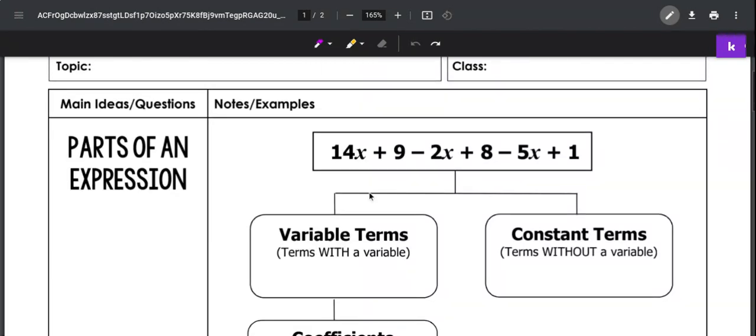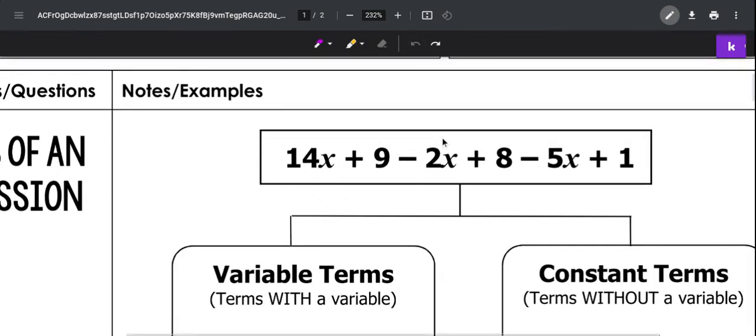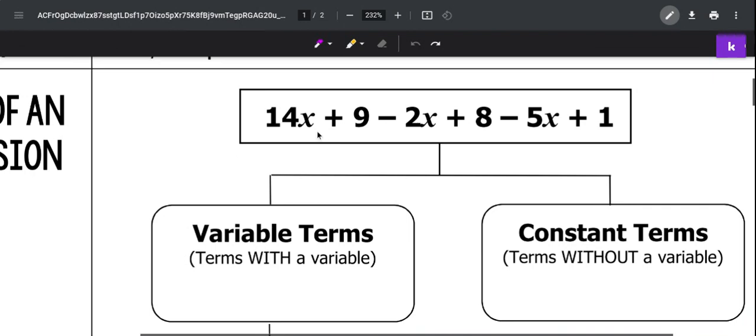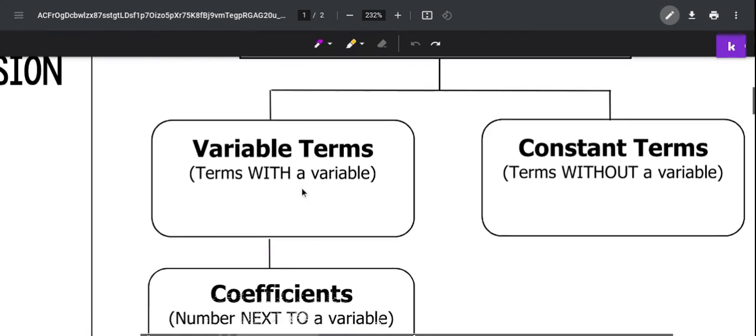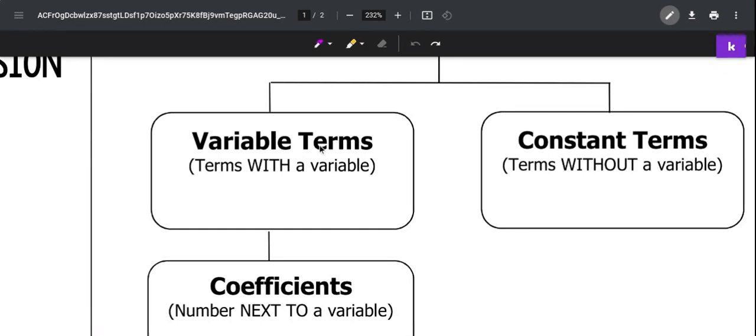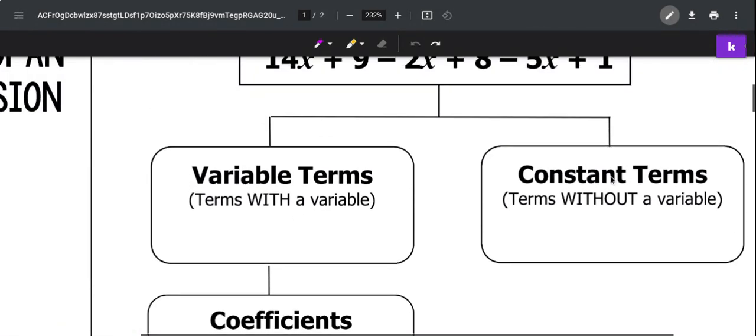So when we look at parts of an equation, let's look at this one right here. We have 14x plus 9, or actually this is an expression, not an equation. The only thing that makes an expression different than an equation is the equals sign. Since we don't see an equals sign, we just have an expression. So 14x plus 9 minus 2x plus 8 minus 5x plus 1. Now we have three different things here: variable terms, coefficients, and constant terms.